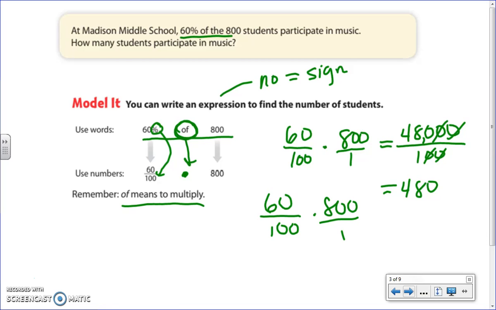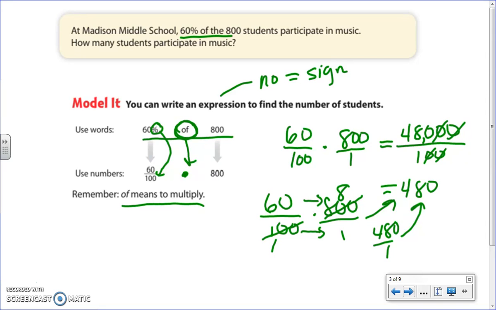I know that 100 and 800 share a factor of 100. 100 goes into 100 once and into 800 8 times. And so now when I multiply, I still go straight across, but now I go straight to my answer of 480. 60 times 8 is 480. 1 times 1 is 1. 480 over 1 is still 480, or 480 divided by 1 is 480.